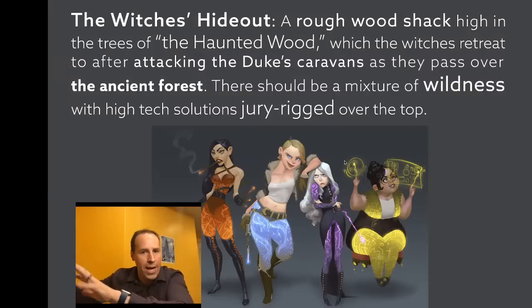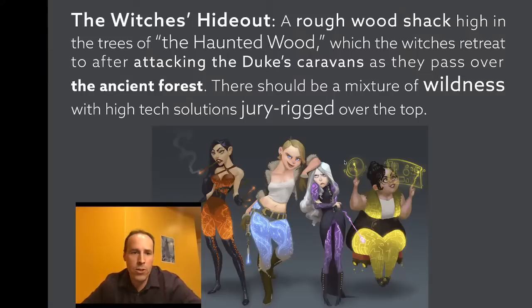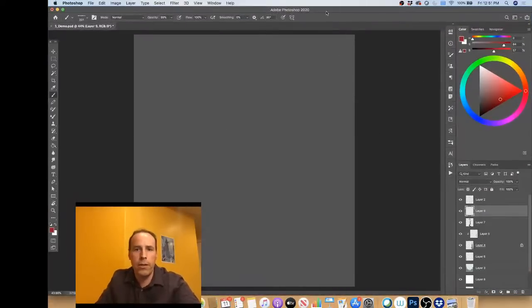Then they'll go off to attack the Duke's caravans, bring back their spoils, do whatever else they're going to do there. We want it to feel ancient. So that's really important. And then, of course, this wildness and the jury-rigged high-tech solutions are going to be important. Now, that's a lot to tackle all at once in a single design. But yeah, let's go in here.